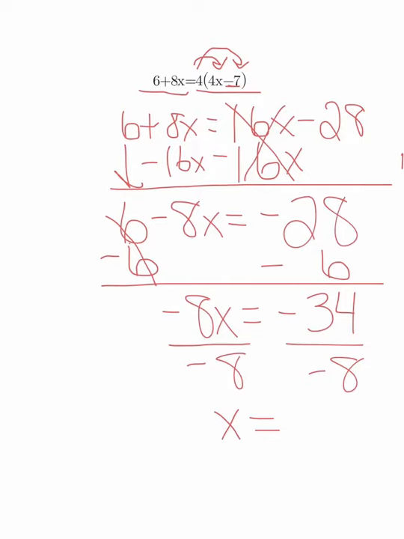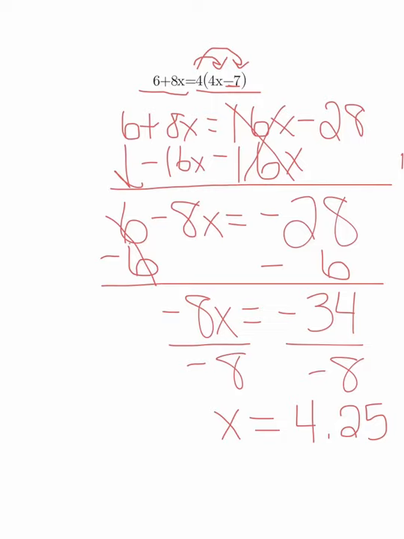And this is where you might want to use your calculator because this isn't a nice even number. But if you use your calculator, you're going to get 4.25 as an answer. So we know that x equals 4.25. Does anyone have any questions about how I got 4.25?